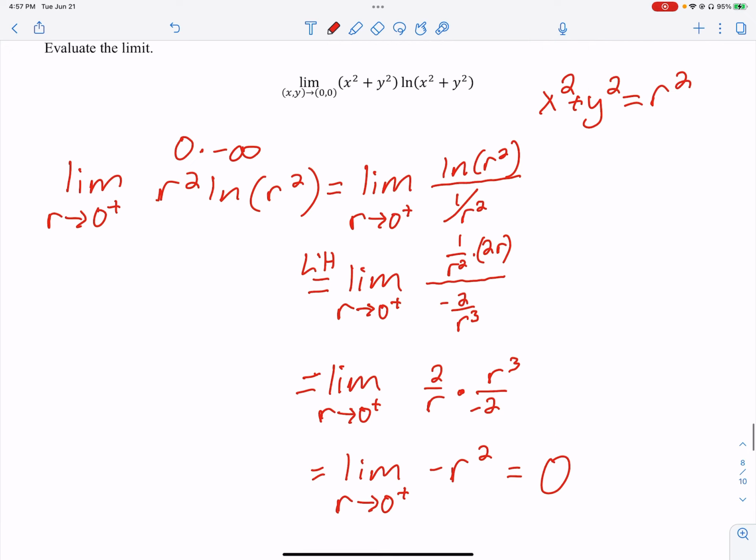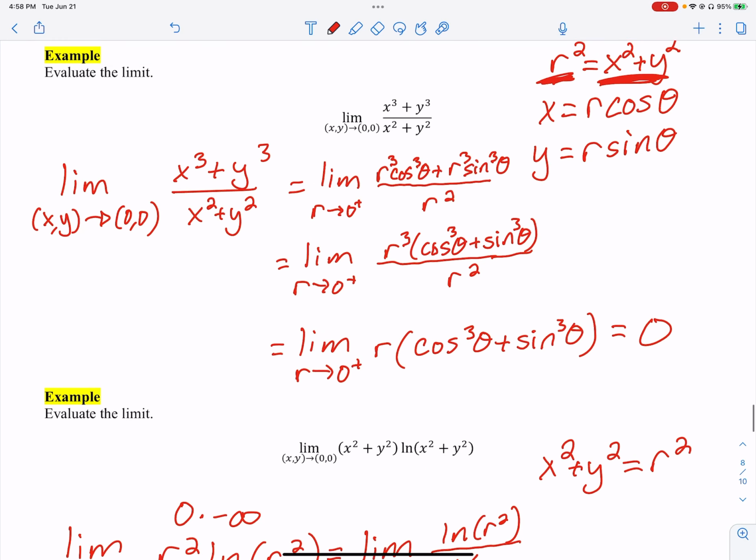Right, so sometimes switching to polar will work, not always. It just depends on the x squared, y squareds, and what's left. Like in the example above, right, we had to replace our cubes with these other definitions of our polar formulas.